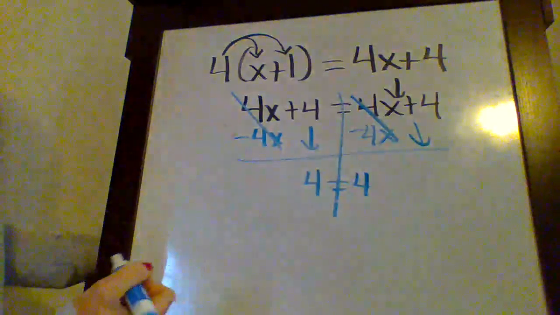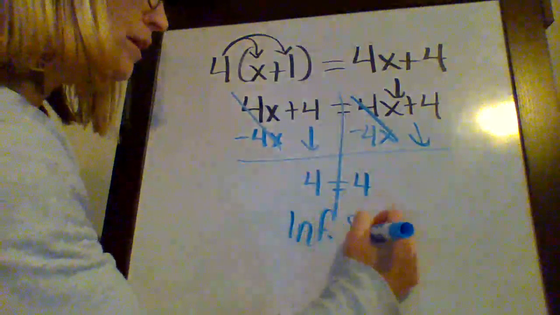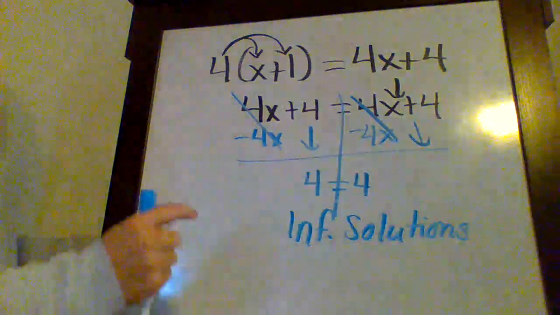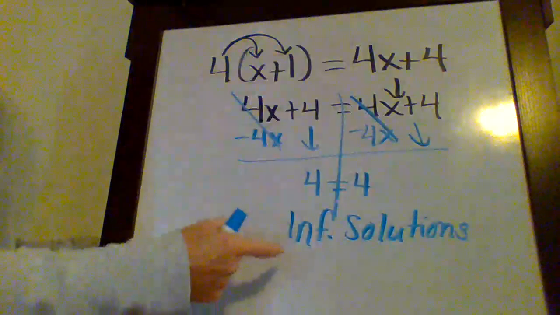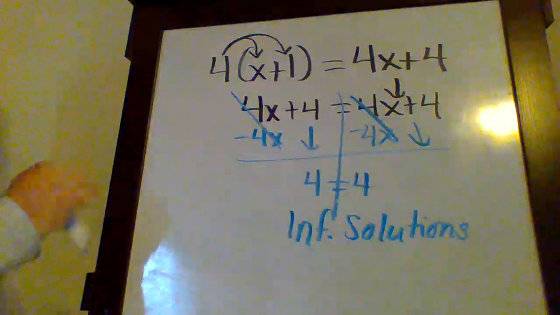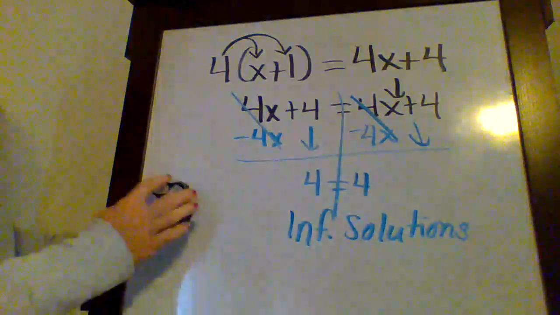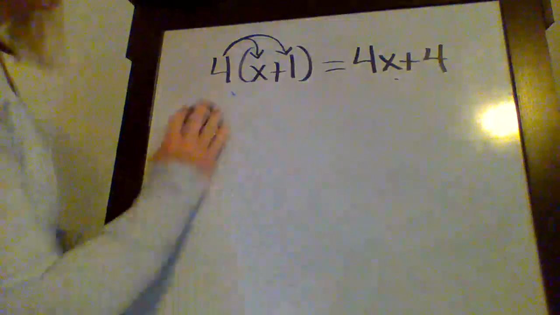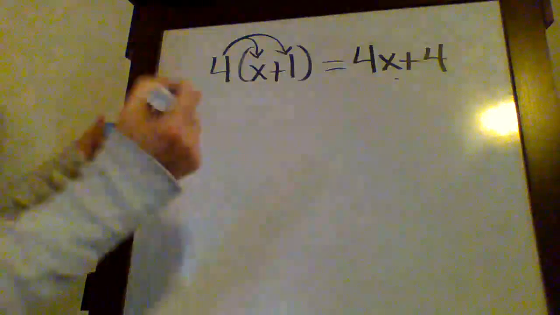That's a true statement. So anytime there is a true statement left, remember that means we have infinite or many solutions. So that means it doesn't matter what number we choose to plug in for x, both sides will always be equal to each other. Now, if you chose, I want to do this one again, but show you that it won't matter.